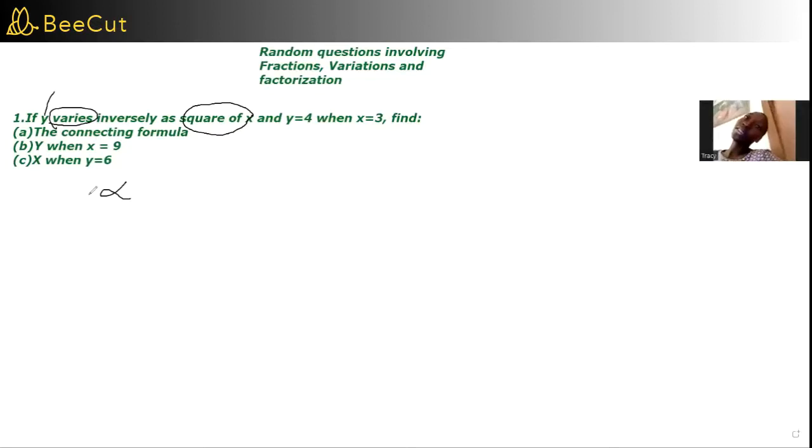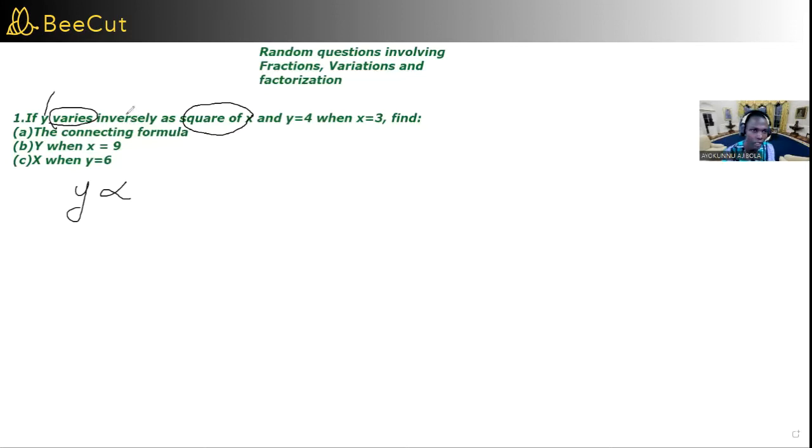Y varies inversely as square of x. Read till where I circle. Now listen. Y varies inversely as square of x. That is what I want to interpret. So y will be here. This symbol that you see in front of y is for variation. Very good. So y varies.